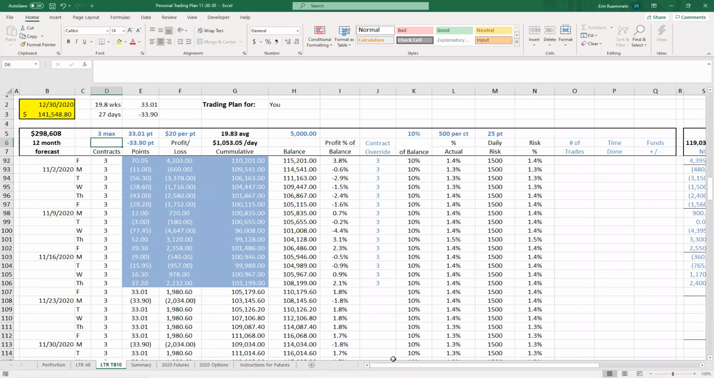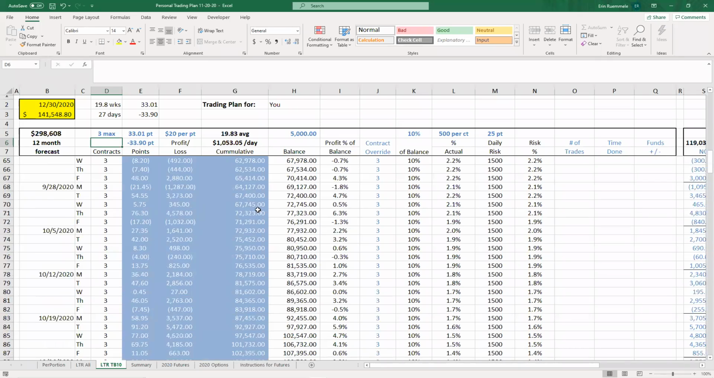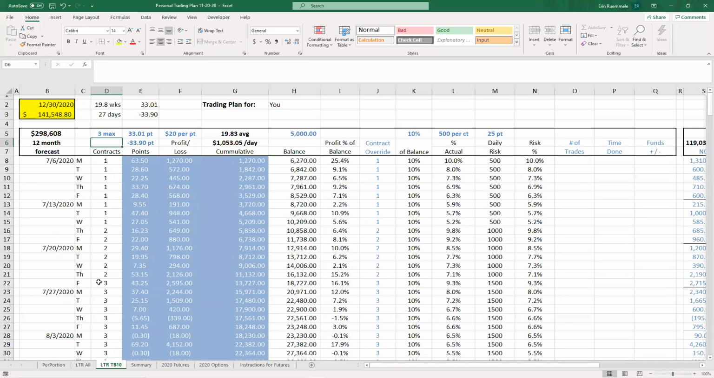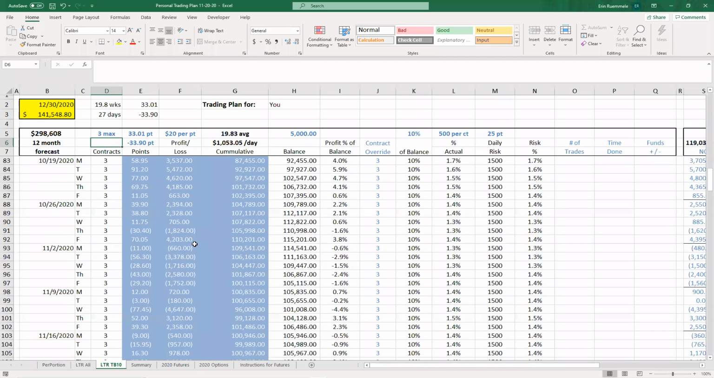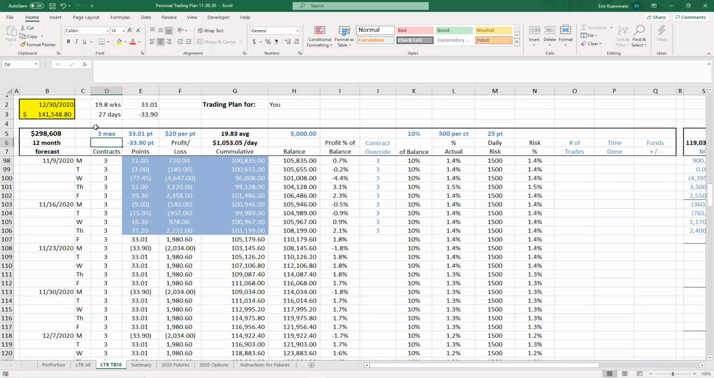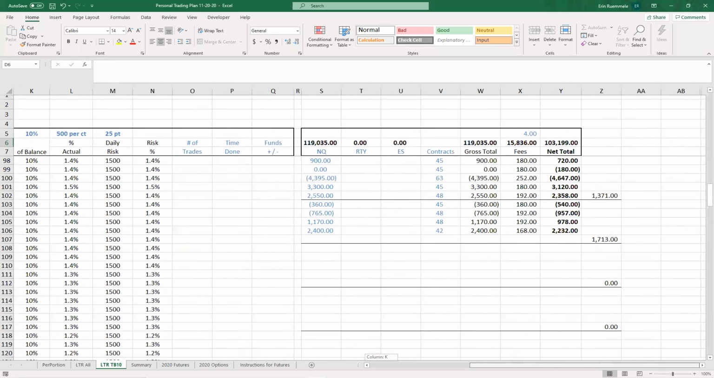Just like the other account that we're tracking, we started with a $5,000 account. We only trade 10% of the balance at most. So we've scaled from one contract all the way up to 3 contracts. 3 contracts is what we have listed as our max, so we won't trade more than 3 contracts as long as that's our max. And right now, the 12-month forecast is a little over 298.